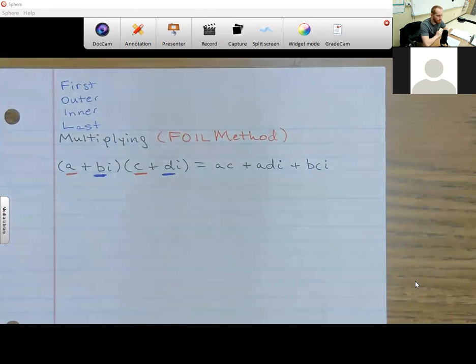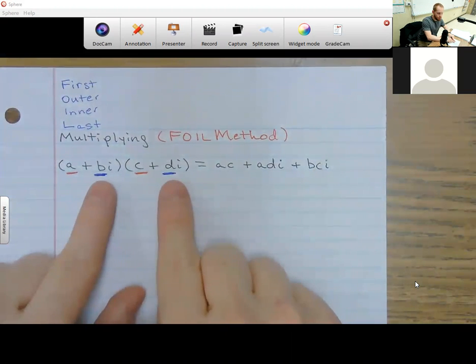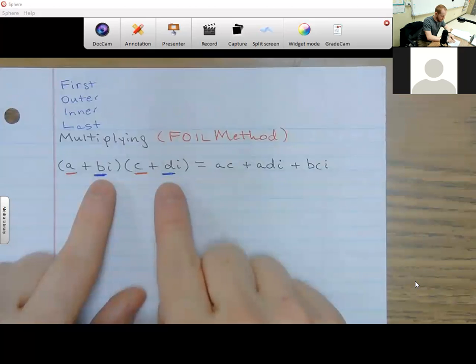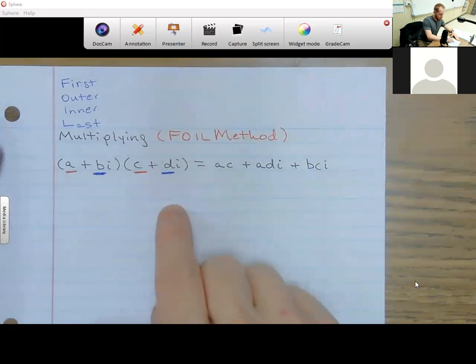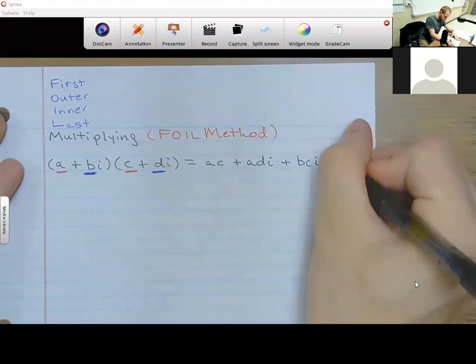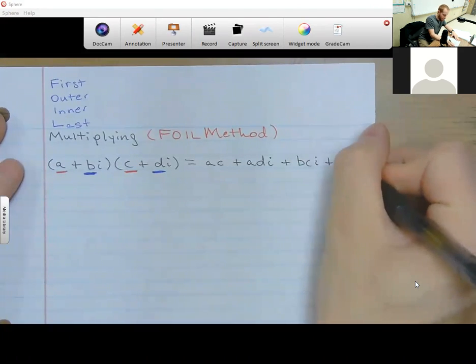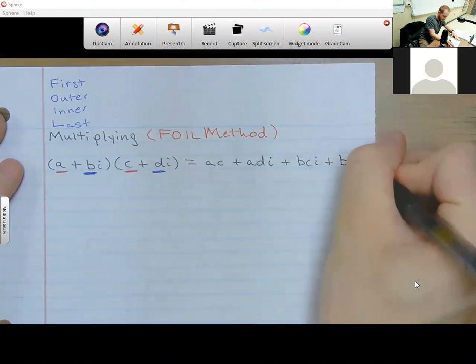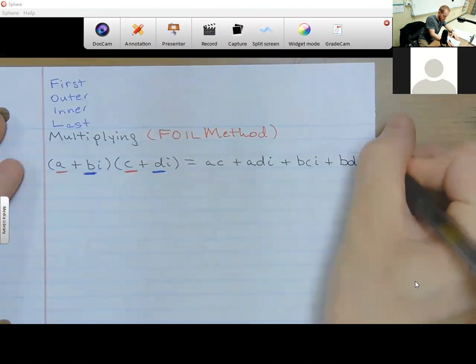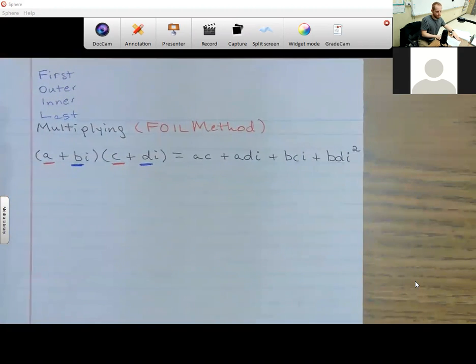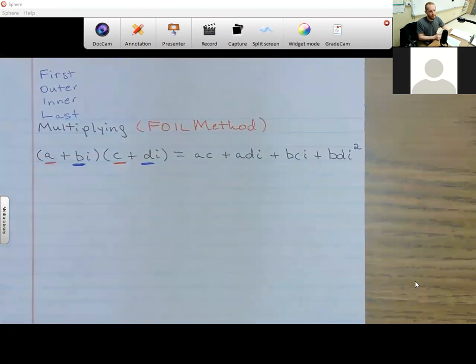BCI. Okay? And now I'm done with inner. Now I do last. So what are my last two terms? It's going to be these two, right? The blue ones. So what's BI times DI? That's going to give me plus BDI squared. Okay? So what do you see immediately?